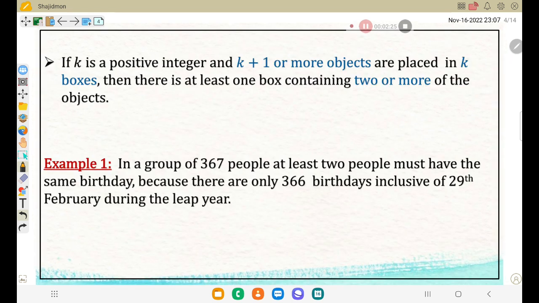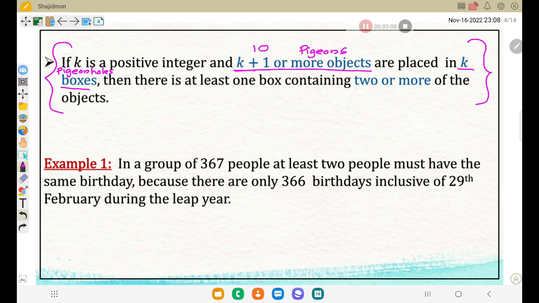Now let me explain the pigeonhole principle generally. Let k be a positive integer, and suppose we have k plus 1 or more objects. Object here means a pigeon. For example, in the last example we took 10 pigeons, so k plus 1 is 10, and they are placed in k boxes. Boxes are nothing but the pigeonholes.